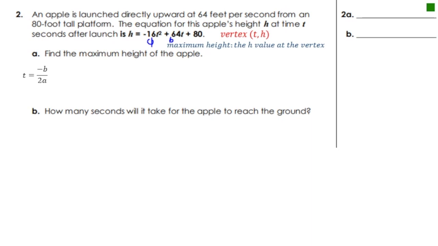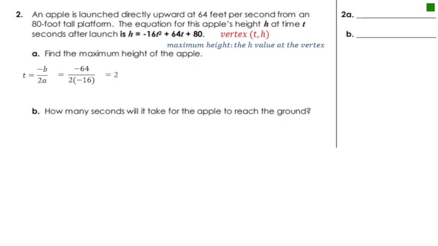We're going to get negative 64, there's my negative b, and then 2 times negative 16. Okay? And now we just want to solve. Well, 2 times negative 16 happens to be negative 32, and negative 64 divided by negative 32 comes out to be 2 for t. So the maximum height happens at 2 seconds, but we still don't know the maximum height.